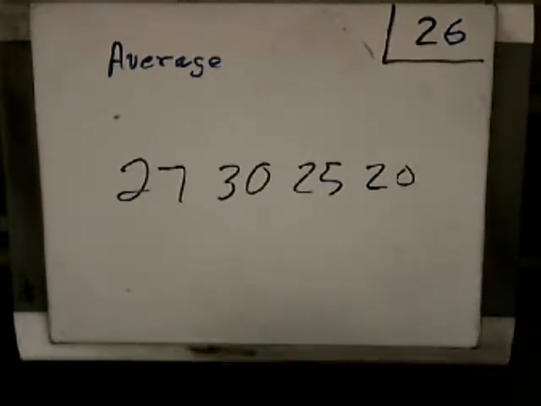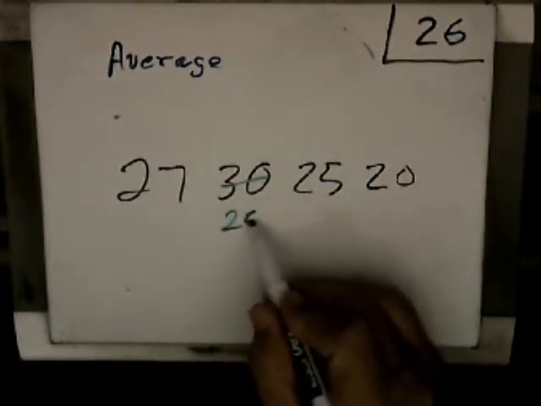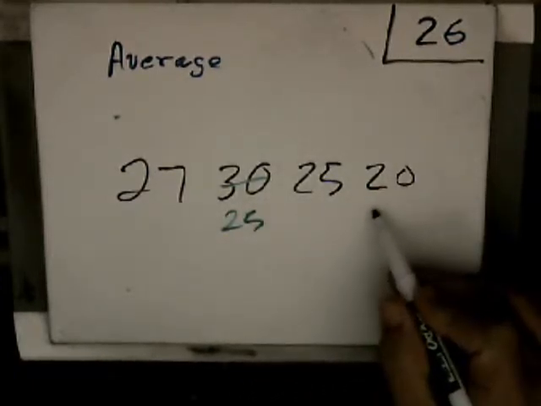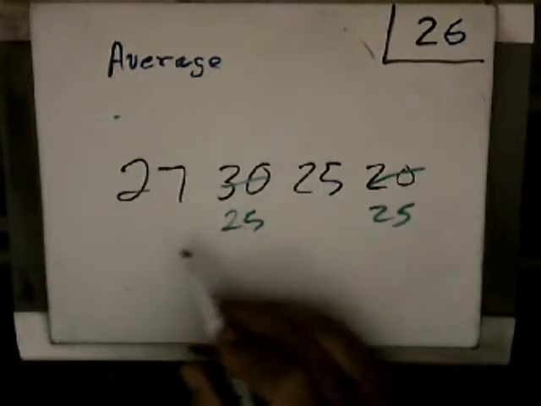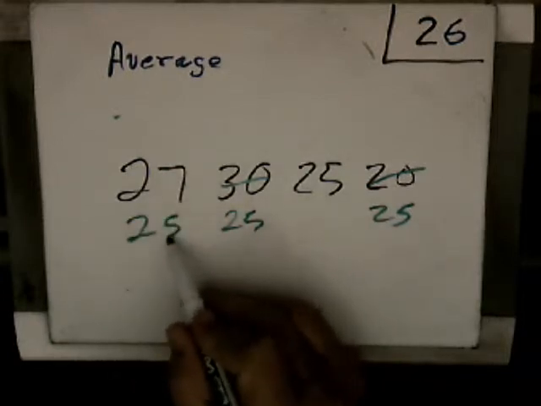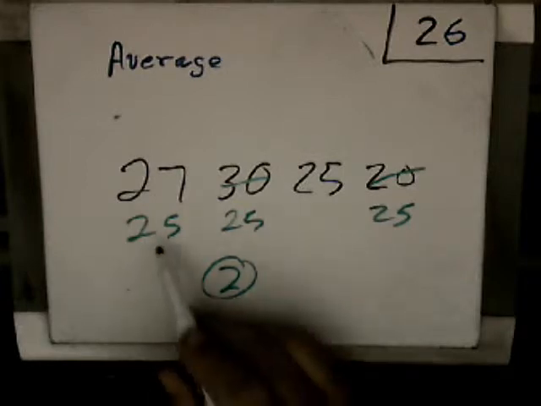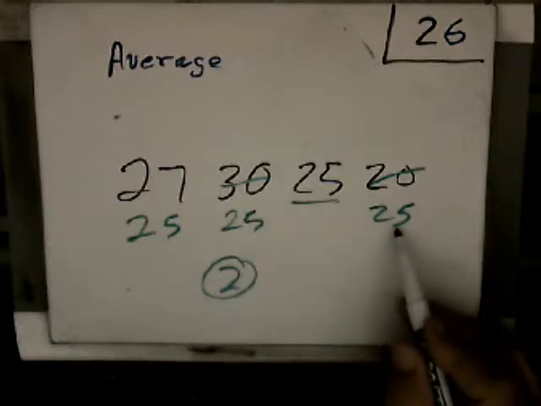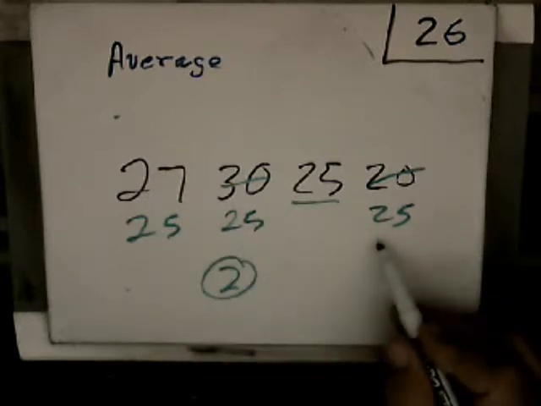So I might start off at 25 here and say, well, I'm going to borrow 5 from this, make this 25, and I'm going to add the 5 over here. So now I have a 25 here. 25, 25, 25. And I now have, I'm going to take the 2 out of this, make this a 25, and I have 2 left over. 25, 25, 25, 25.